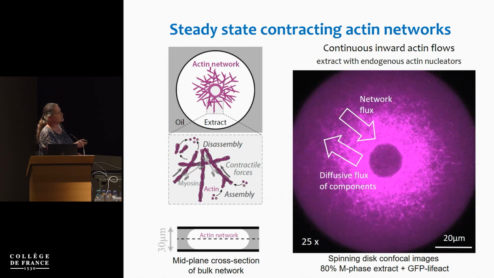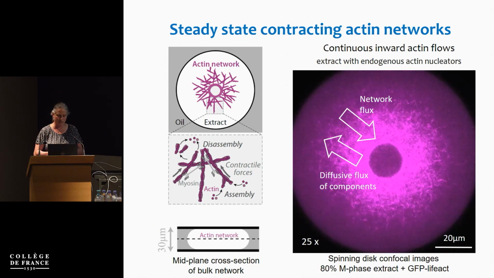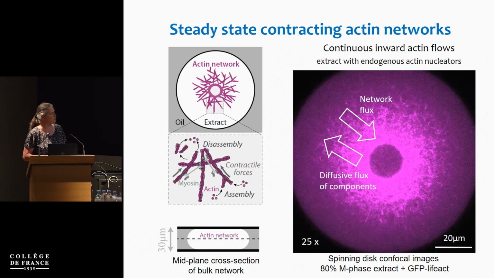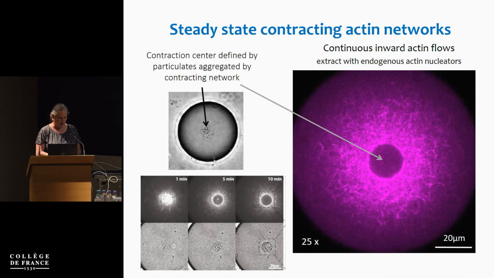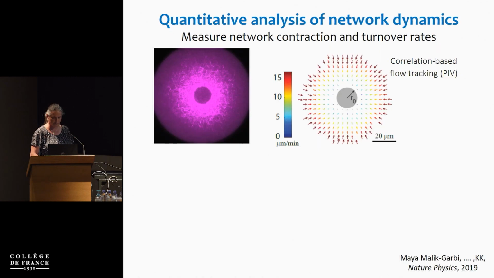And what you have is this steady state where you have continuous network flux inward, the network turns over, so the components break apart, and you have a diffusive flux that balances. And this can go on for hours. You can notice this aggregate in the center. This is actually a boundary condition defined by the system. These crude extracts contain particulates, which the network, like a fishnet, basically collects all to the center, and you have this boundary condition, a nucleus-like center in these aggregates.